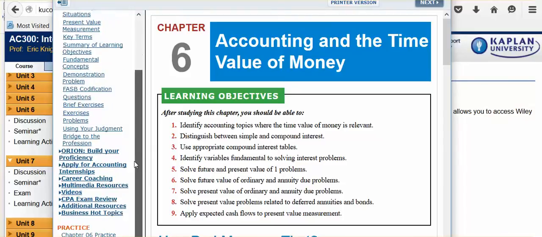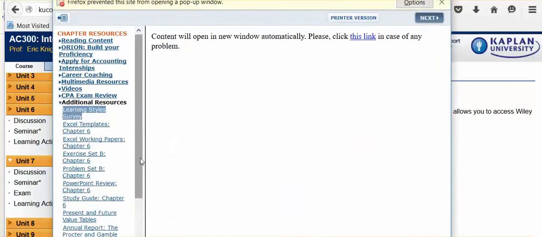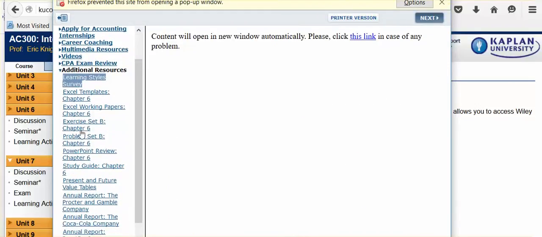First of all, if you go to additional resources, here's where the set B problems are, and you have the solutions in the doc sharing area. Just to let you know, here's where the problems are, and then the solutions to these problems are in doc sharing. So one of the best ways to get good at this type of problem is to practice, and set B problems are great practice.